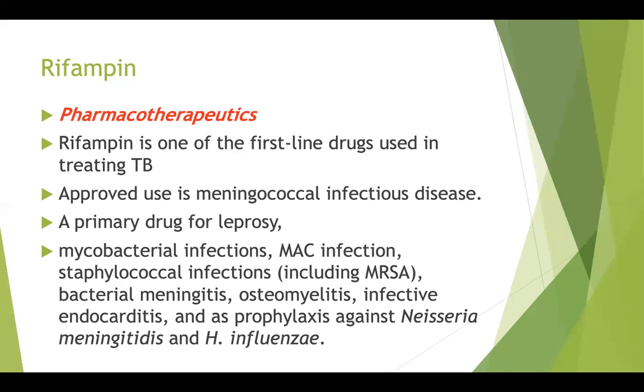So as we have mentioned, this is the first line. So they should start with rifampin before starting with the other medications. This is not only used for TB, but it is also used for meningococcal infectious disease, and it is also the primary drug for leprosy. Leprosy is another disease that primarily affects the skin. Okay, so most of the signs and symptoms of leprosy are on the skin.